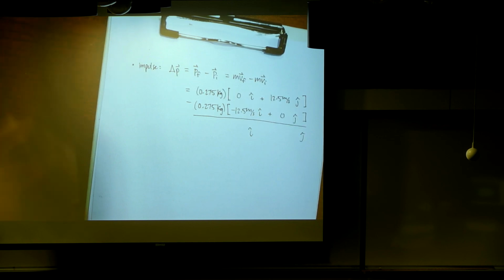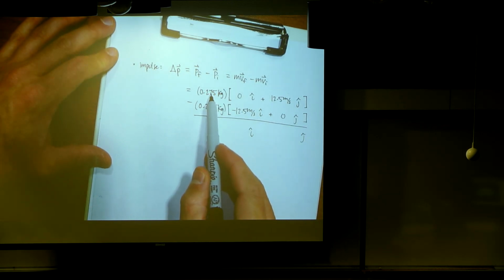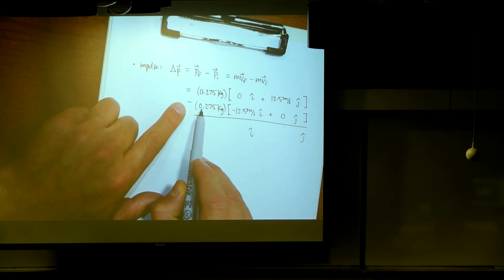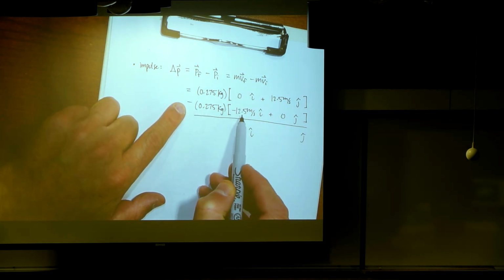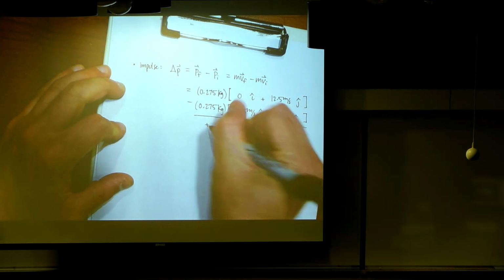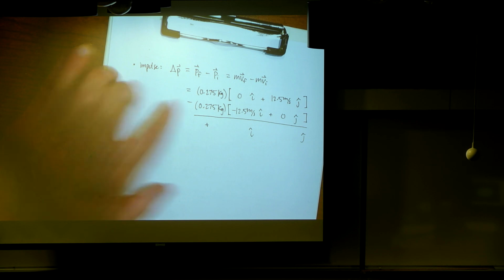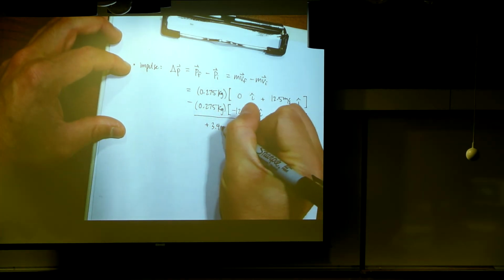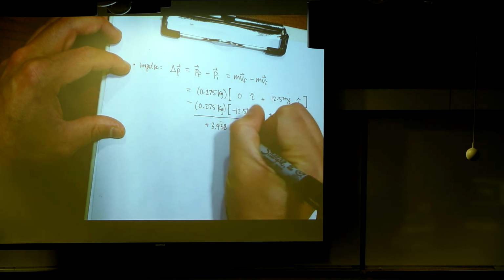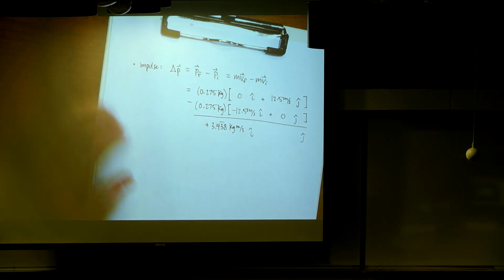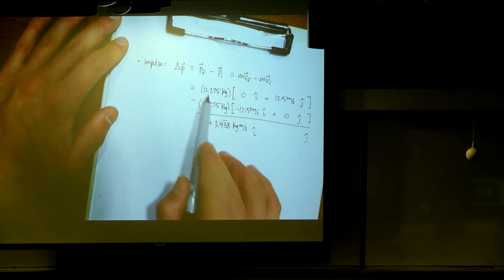So for my overall x component, I'm going to have the mass times 0, and then minus the mass times negative 12.5. So those two negative signs cancel. I get something positive here, okay? If you multiply these out, you get 3.438 kilograms meters per second.